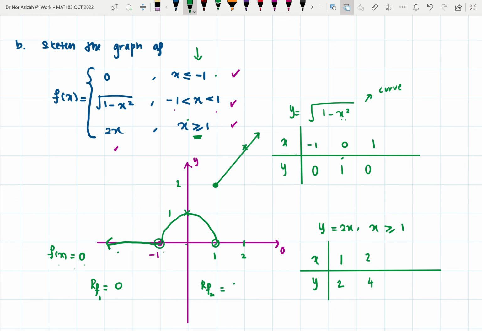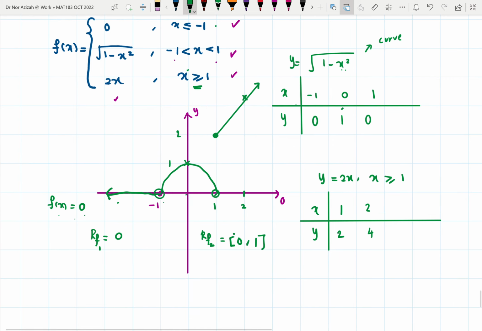So 0 included or not included? 0 is included, 1 is not included. So you can put as included. So start from 0 until 1. Okay, and then the range of function 3. Okay, so it starts from the 2, right? This one, 2 until infinity. Okay, so now you know the range and domain.